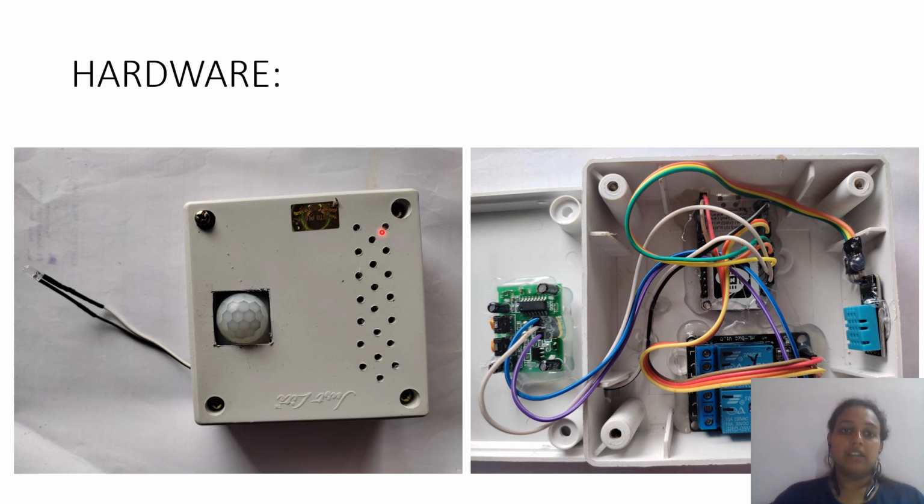Coming to the hardware, this was the final hardware of the project. This is my PIR sensor and this is my IR LED transmitter. This is again the PIR sensor, which is on the inside of the hardware. This is my relay module. This is the DHT11 temperature sensor, and of course this is my Arduino Uno microcontroller. These are the connections made.